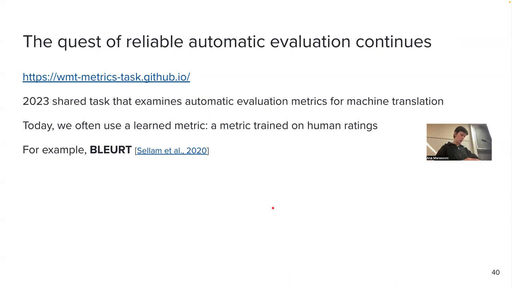Okay, and this brings me to the end of today's class. So next time we are going to go back to our neural machine translation, and we are going to add one special ingredient called attention, and then build up to self-attention and transformers.